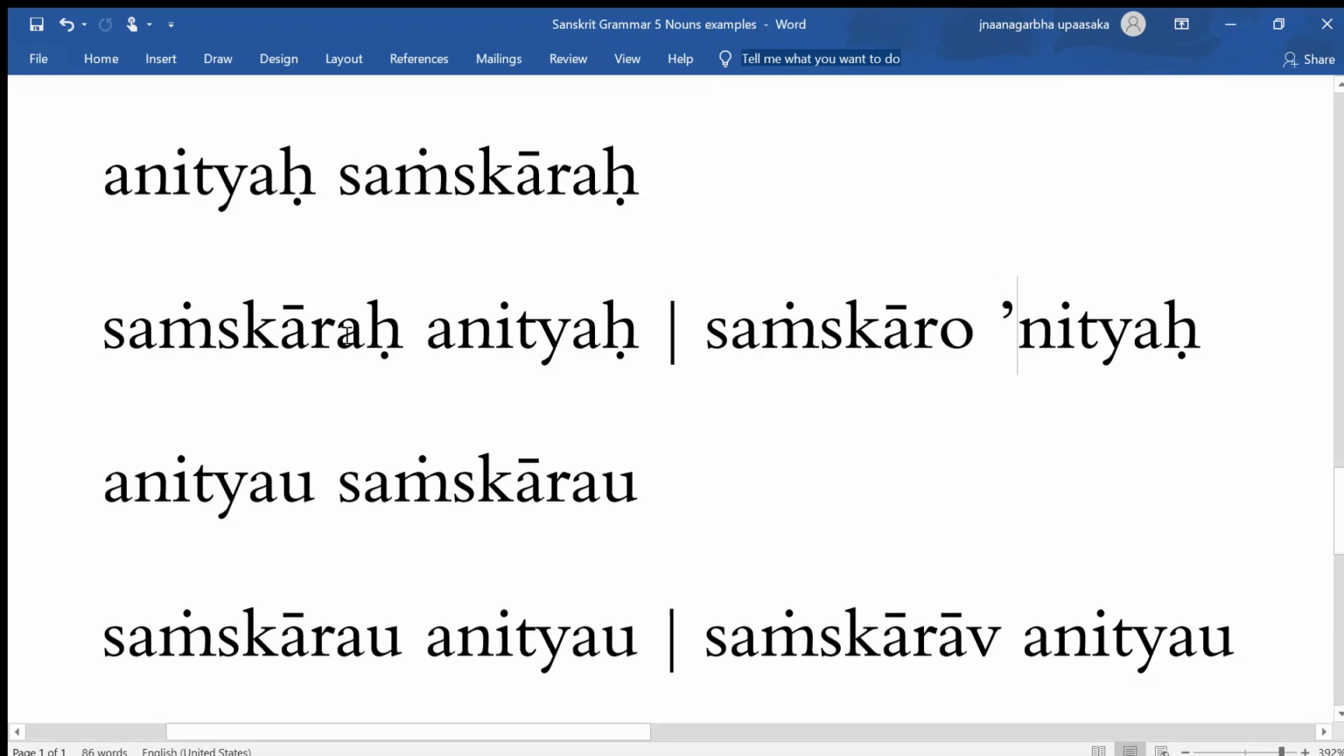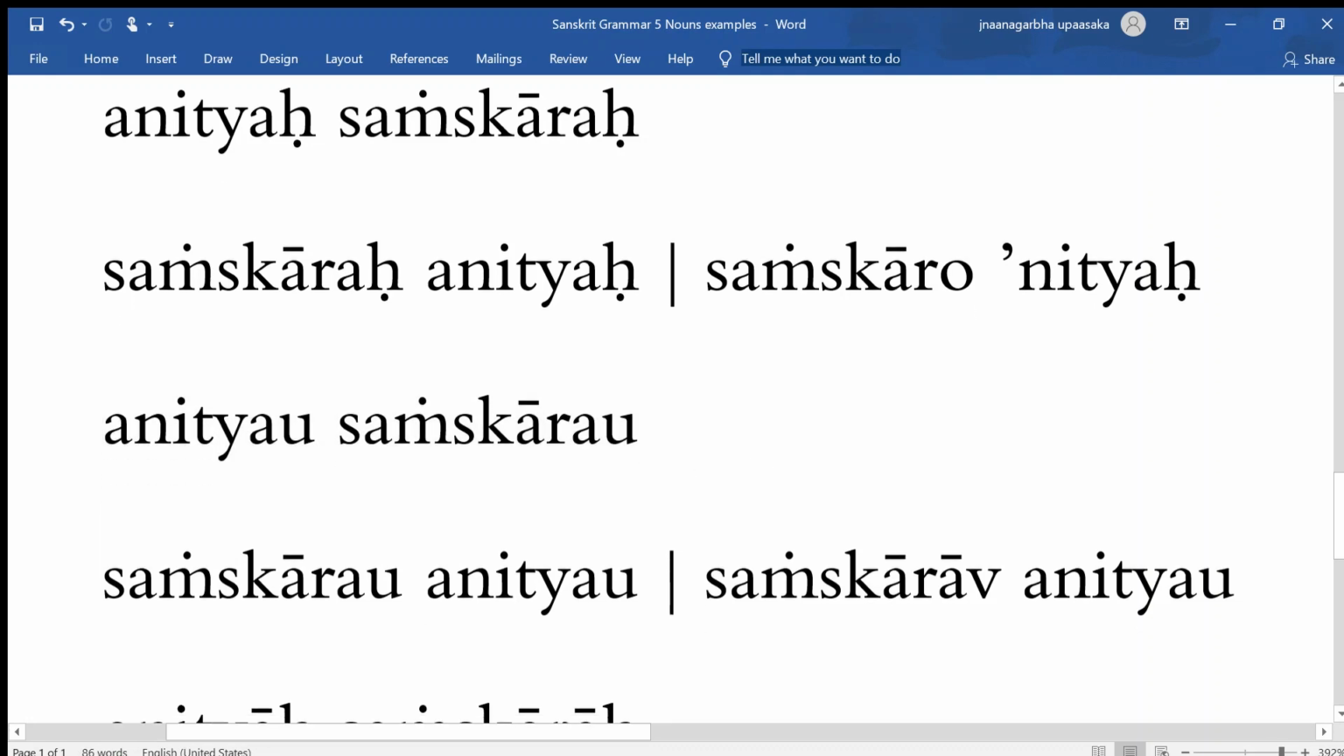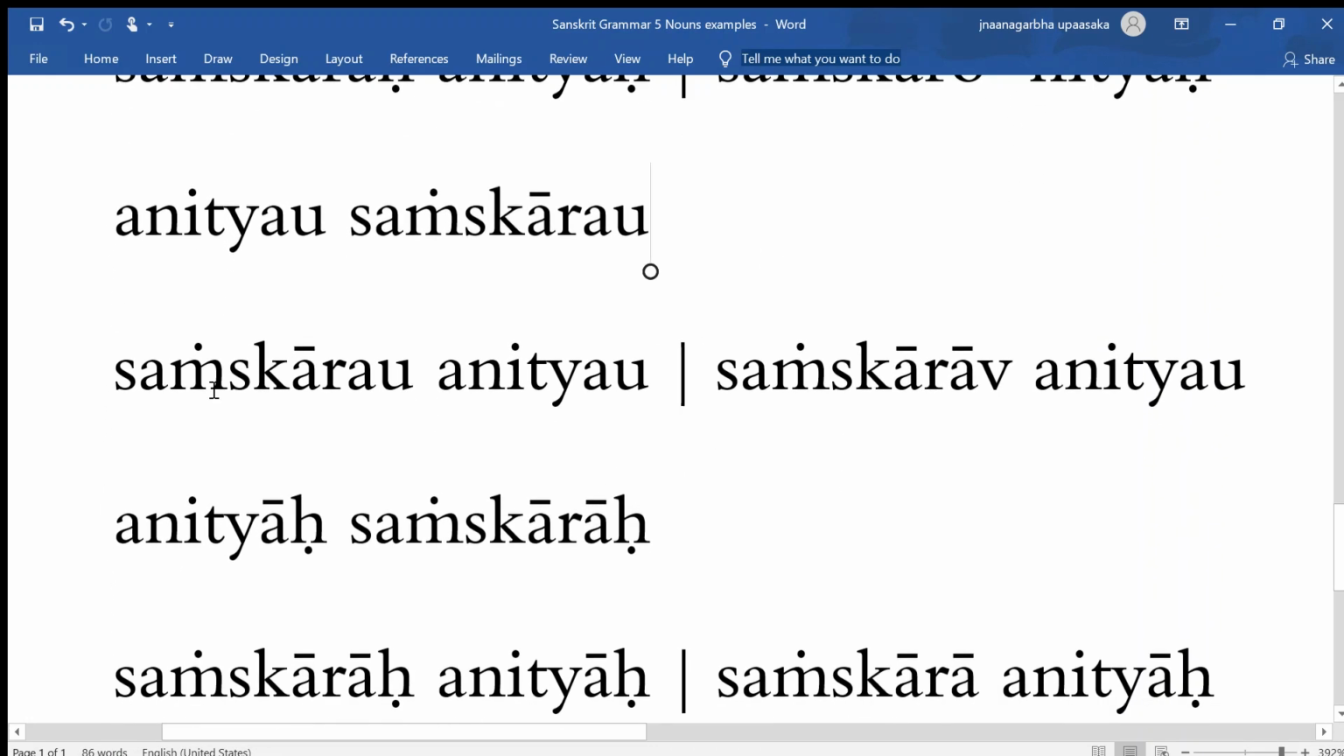So as you can see in this type of sandhi, both sounds change. The aḥ becomes o, so the last sound of the first word changes, and the a drops. So the first sound of the second word changes too. If it's two saṁskāras, anityau saṁskārau, or I can switch it, saṁskārau anityau, and with sandhi the au becomes āv. Saṁskārāv anityau.